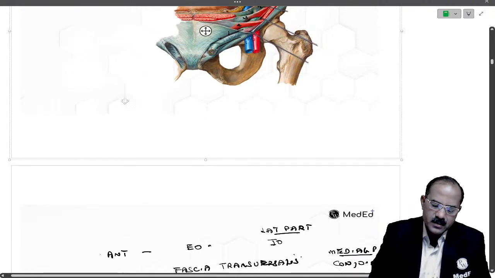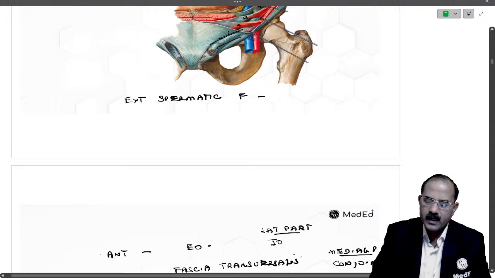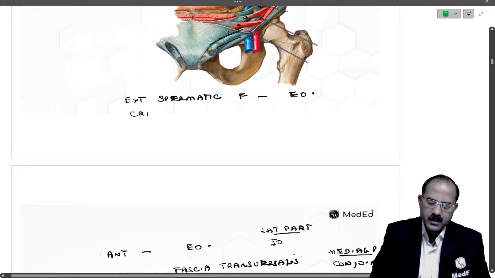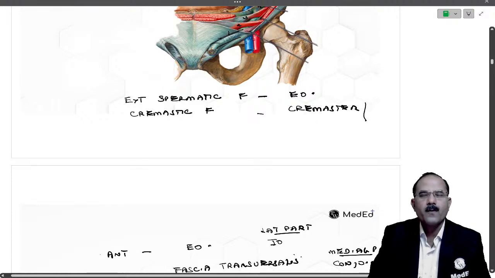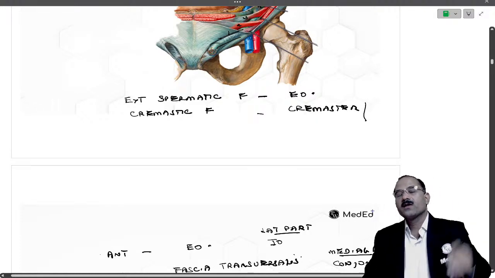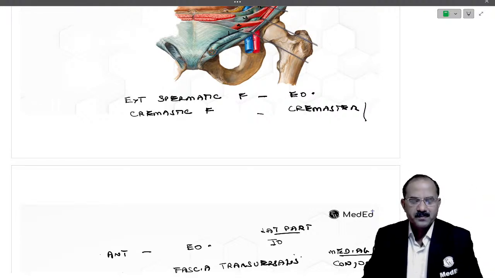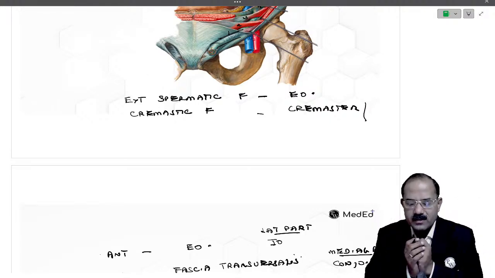The coverings of the testis: first is the external spermatic fascia, derived from the external oblique aponeurosis. Second, the cremasteric fascia, derived from the cremaster muscle. If cremaster is not in the options, what could the second option be? I'm telling you, the coverings of the testis.